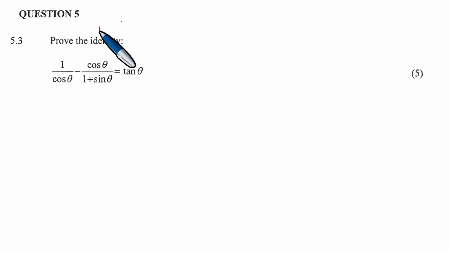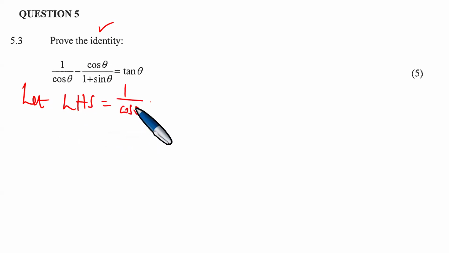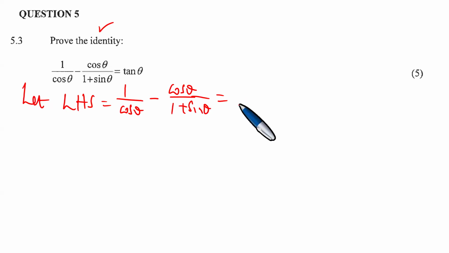To prove identities in mathematics, we take one side of the equation and demonstrate that it is actually equal to the other side, or the side can be reduced to the other side. So what we do is we let the left-hand side, we're going to take the most complicated side. So we take the left-hand side, which is 1 over cosine theta minus cosine theta divided by 1 plus the sine of theta, and this is the same as what?